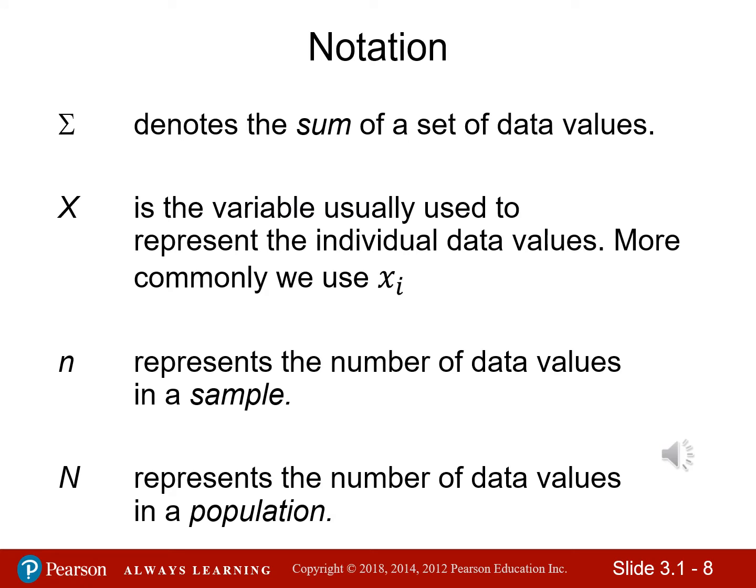We can use notation to express the formula of the mean using the Greek letter uppercase sigma. Uppercase sigma indicates that the data values should be added together. Let's look at the notation we will use to express the mean. Uppercase sigma denotes the sum of the data values. Lowercase x is the variable used to represent the individual data values. Lowercase n represents the number of data values in the sample, and uppercase N represents the number of data values in the population.